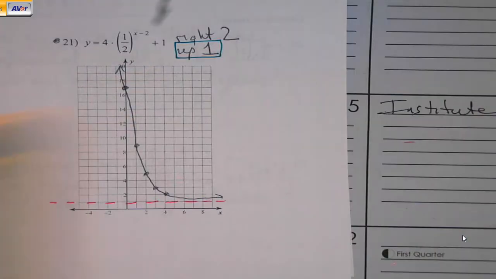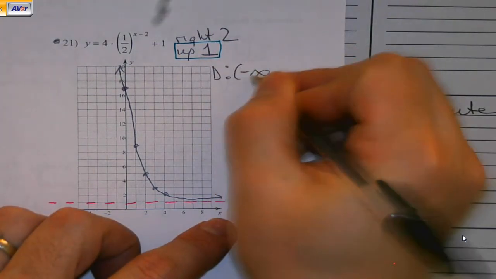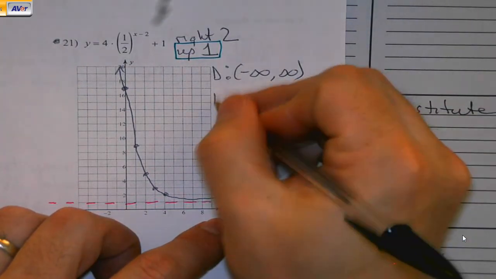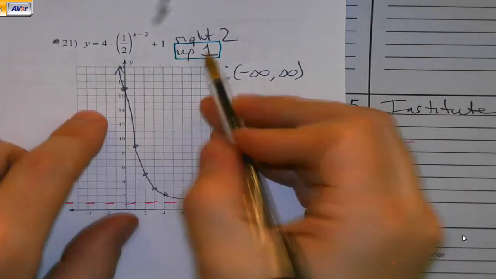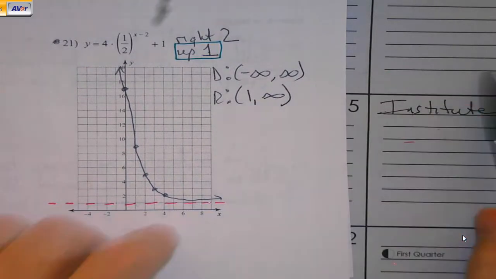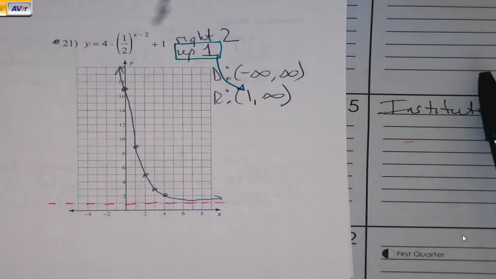So what's that going to mean when I get to finding my other info? Is it going to do anything to my domain? Nope. But is it going to do something to my range? Yes. Normally my range is at 0, but I moved up 1. So that's where my range starts now. Connection between up and down and my range value, sort of like the left and right did with my logs.